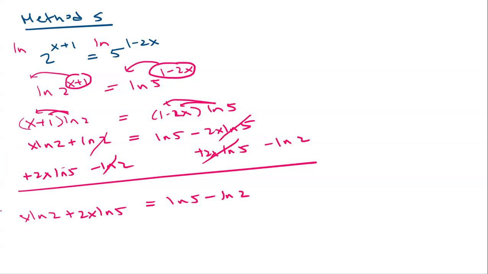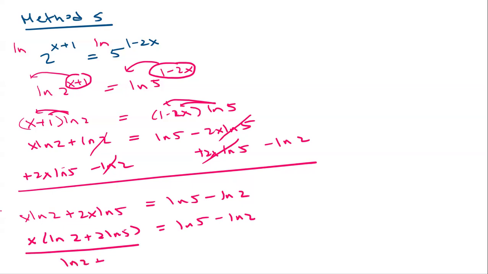So notice here that we have x here now and x here. So that's a common factor between the two. So we can factor out x, leaving us with ln of 2 plus 2 ln of 5. And again, this is ln of 5 minus ln of 2. And again, we're trying to get x by itself. So now we can just divide both sides by ln of 2 plus 2 ln of 5. Then that goes away on the left side here, and we're just left with x.